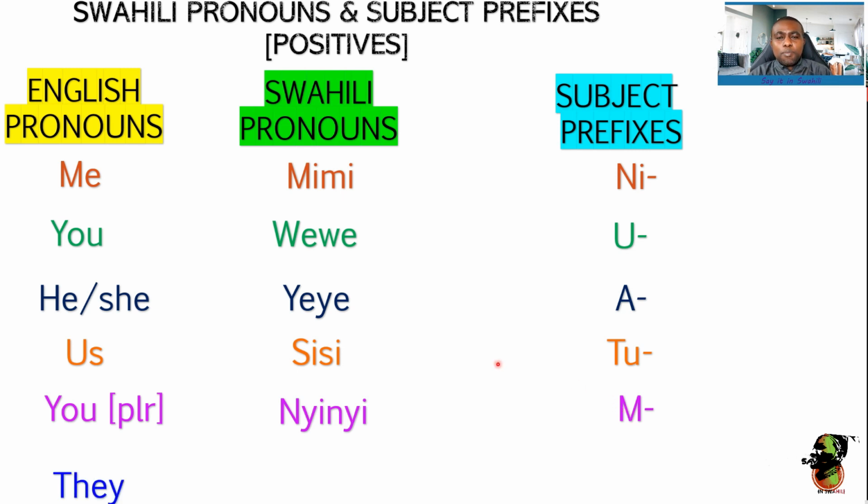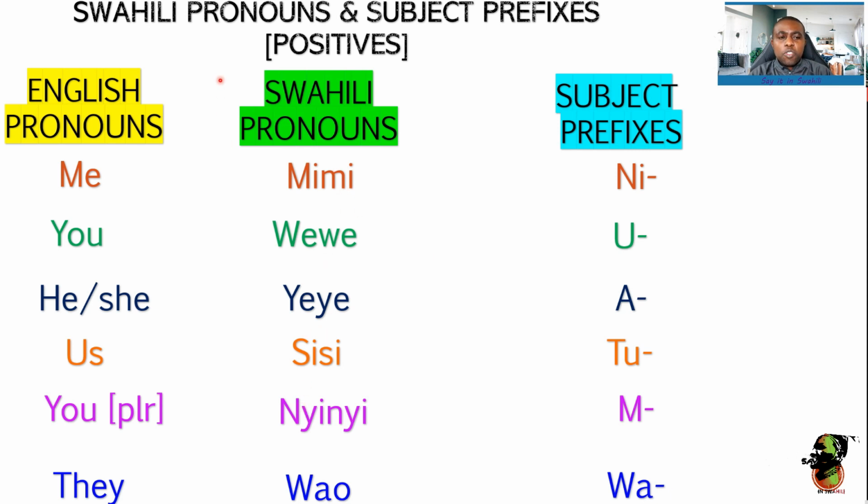And the last prefix that you're going to have a look at is the they. Them, they. I let my students try and learn this as, wow, I've seen so many people, wow, they, wow. And then the subject prefix for it is wa. So these are very important subject prefixes that we have learned together with the pronouns.